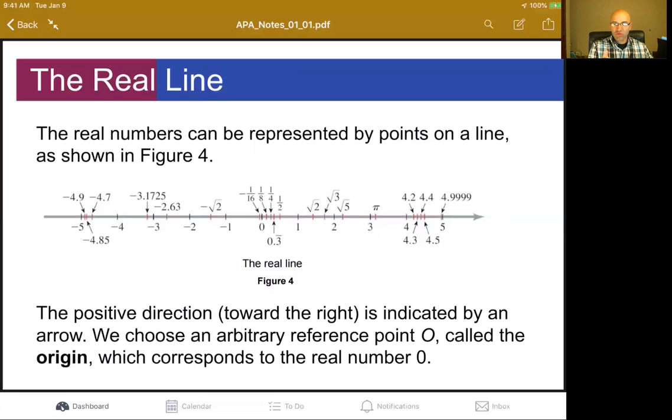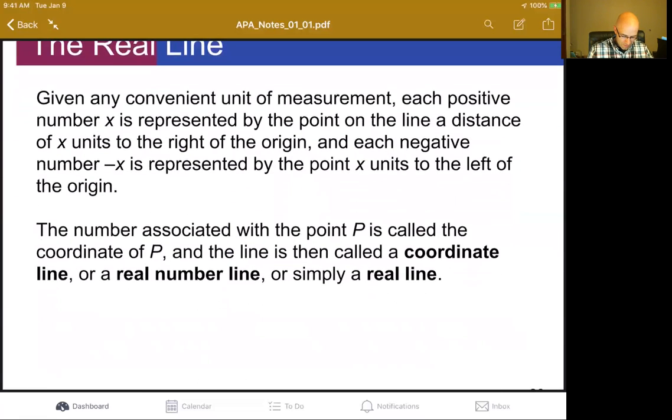And fractions or ratios, and irrational numbers. Pi is on there, the square root of 2 is on there, or the negative square root of 2 is on there. And you can see where the numbers fall. As numbers get more positive or larger in the positive direction, they're on the right, and larger in the negative direction, on the left. Okay.